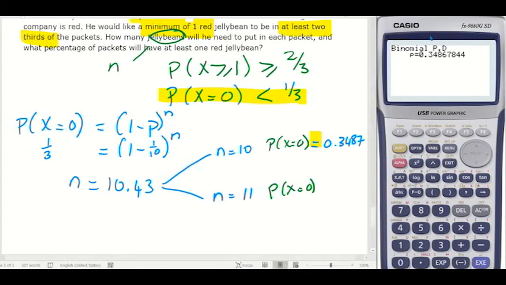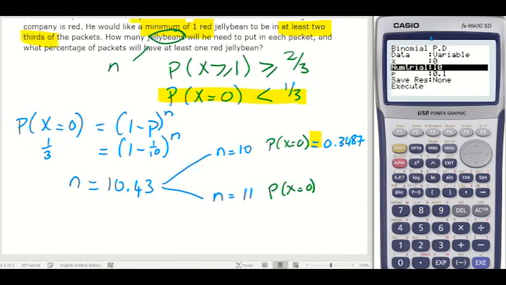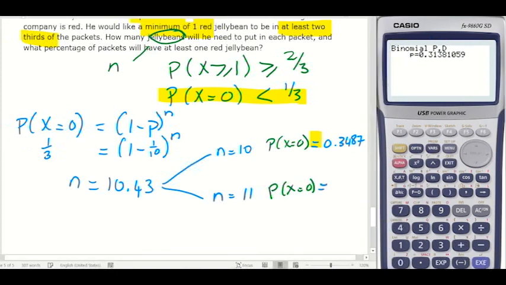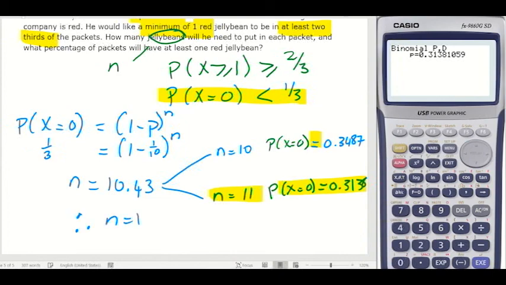And if I test the number of trials with 11, then that gives me a probability of no red jelly beans of 0.3138. So which one of those gives us a probability of being less than 1/3? And it has to be this one down here, so n is equal to 11. So I can say therefore n equals 11.